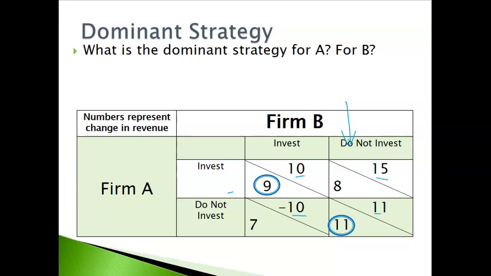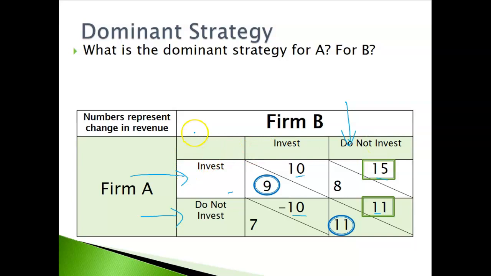So we do the same thing. If firm A chooses to invest, we look at this top row: firm B can invest and get $10 or not invest and get 15. Which sounds better? The 15. If firm A does not invest, firm B could choose to invest and get negative $10 or not invest and get $11. Okay, 11 sounds better. So firm B has a dominant strategy because again, they're consistent of not investing.